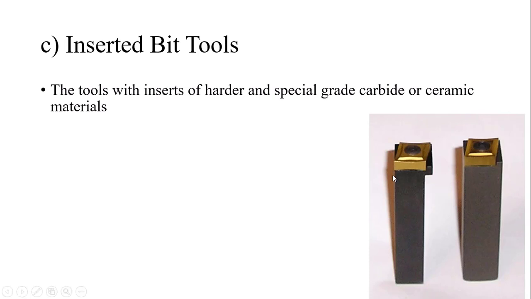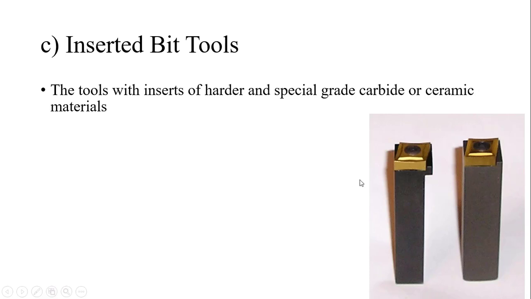You can see this image. This tip is made up of a carbide or ceramic material. This is very costly. Your shank is different, but this is not brazed. So this is the difference between inserted bit and brazed type. Your tip is brazed with the material, that's why it is called a brazed tool. If your tip is joined with the shank by means of a nut or screws, then it is called inserted bit type. Sometimes there is a lock. Once you fit the bit, lock it down and you can use it for your operation.